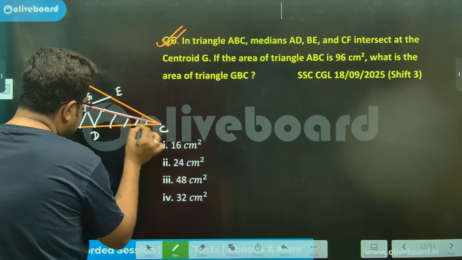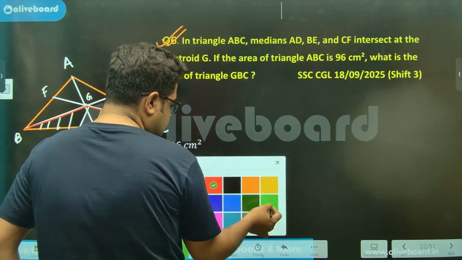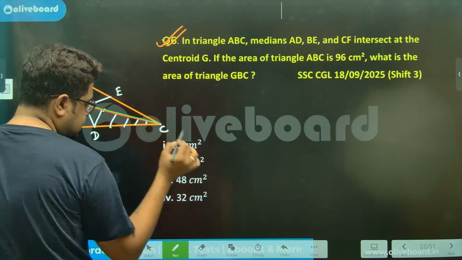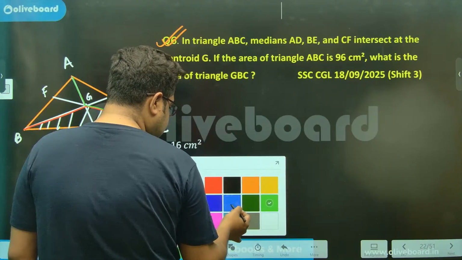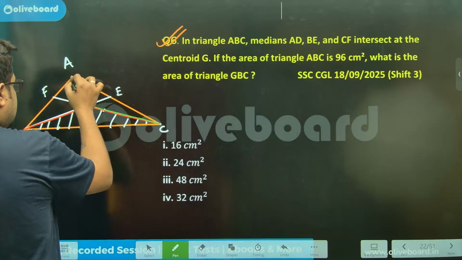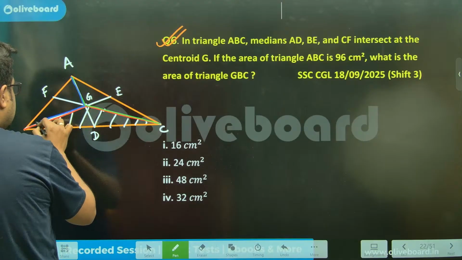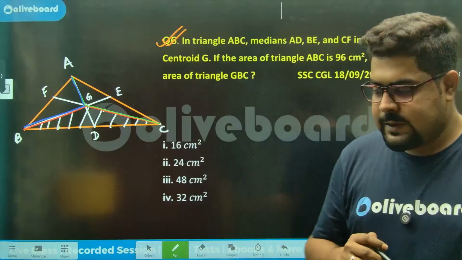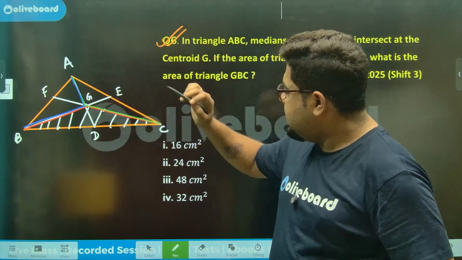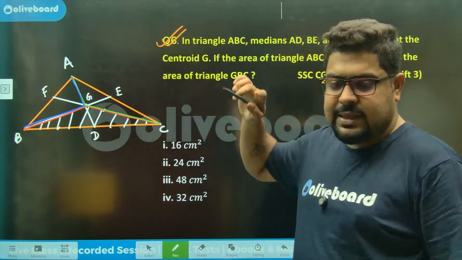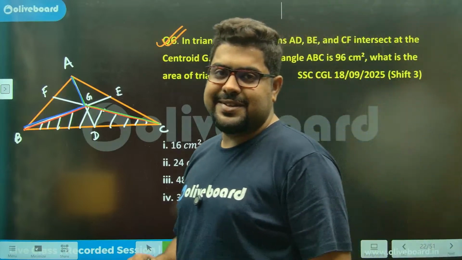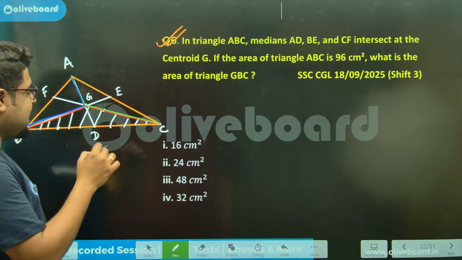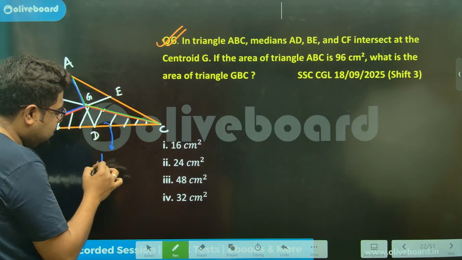three triangles, sir. One is this, another one is this, another one is this, and these three are always equal in area to each other. So AGB, BGC, AGC, three equal area triangles. Now they are asking the area of one.